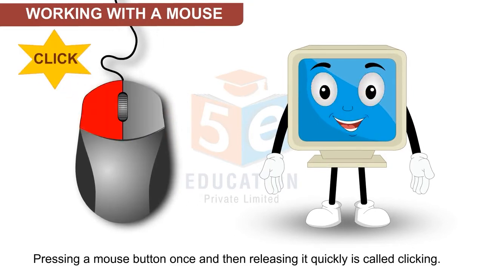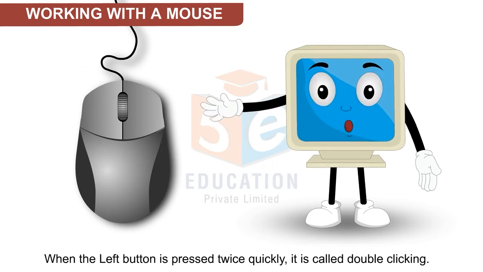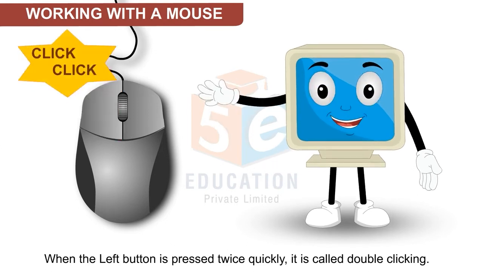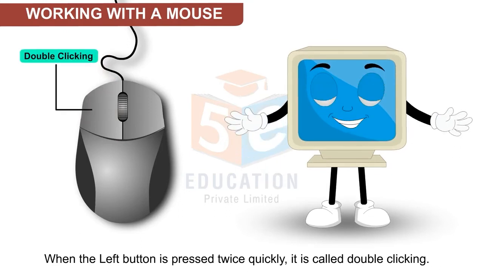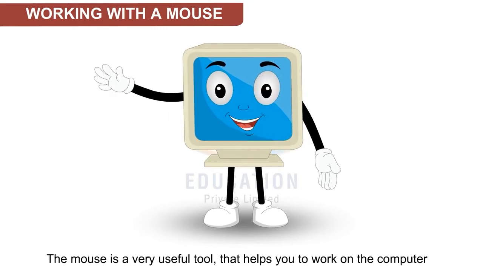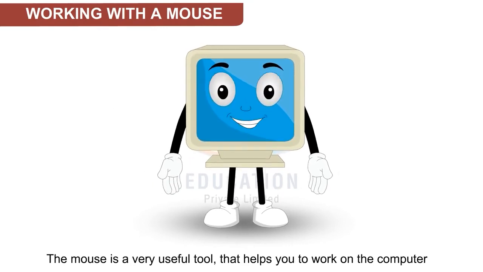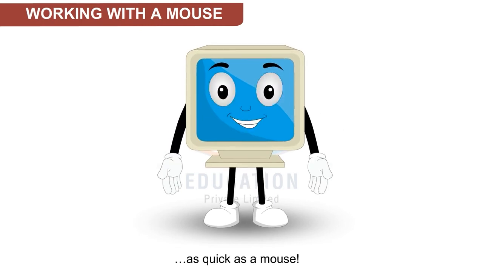Pressing a mouse button once and then releasing it quickly is called clicking. When the left button is pressed twice quickly, it is called double clicking. The mouse is a very useful tool that helps you to work on the computer as quick as a mouse.